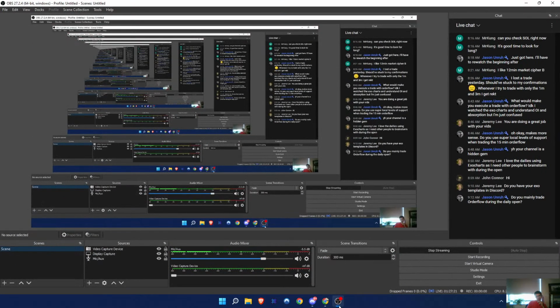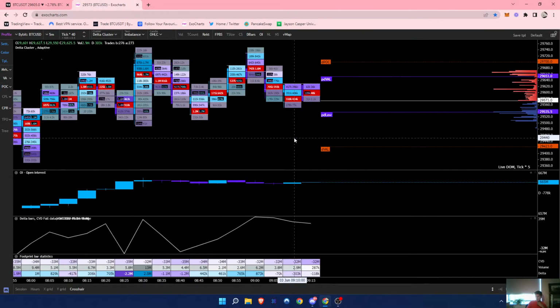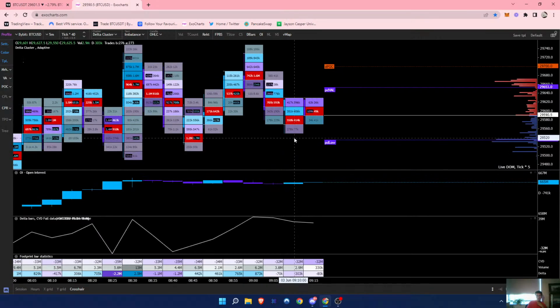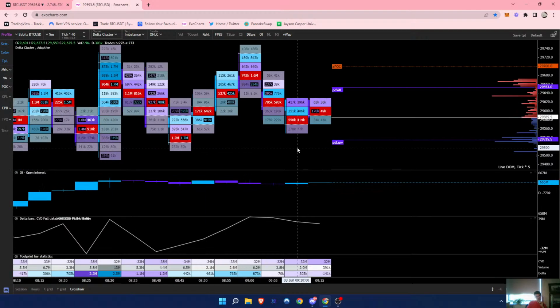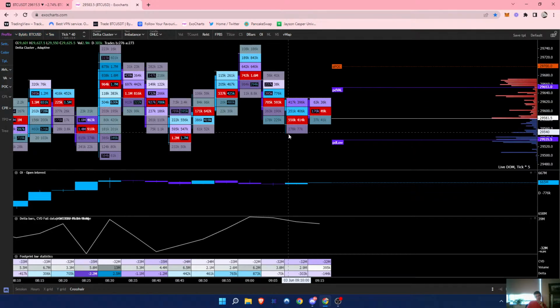So yeah. During the daily open, mainly you're looking at volume, but mainly order flow, just for executing the trade. Order flow is very powerful.